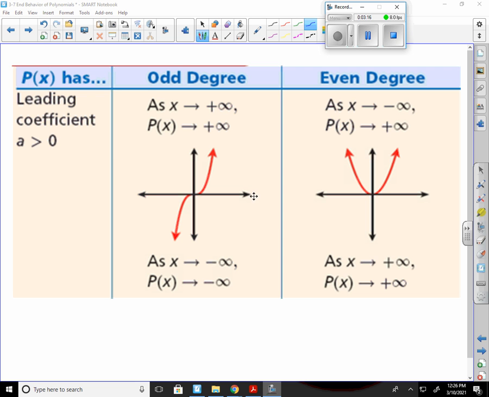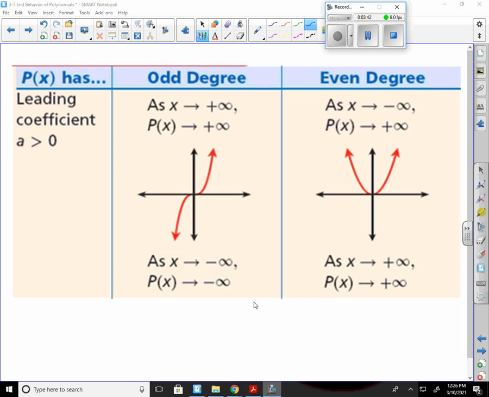Okay, so if the polynomial has an odd degree, in other words, x to the third, x to the first, x to the fifth, then as x approaches infinity, your polynomial or your function will also go to infinity. So as my x's get further and further out, the y's will also go further and further up.